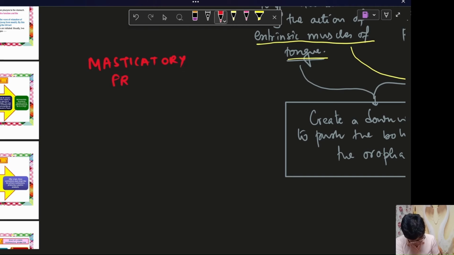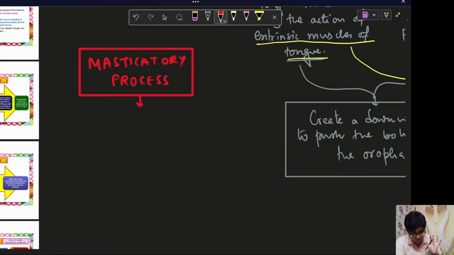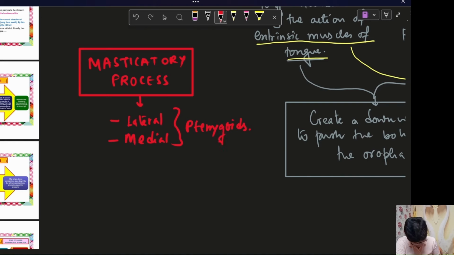So, the masticatory process is being helped by four muscles mainly. Four muscles. They are lateral pterygoid, medial pterygoid, masseter, and the temporalis muscle. So, the lateral, medial pterygoids, then masseter, and lastly it is the temporalis muscle.